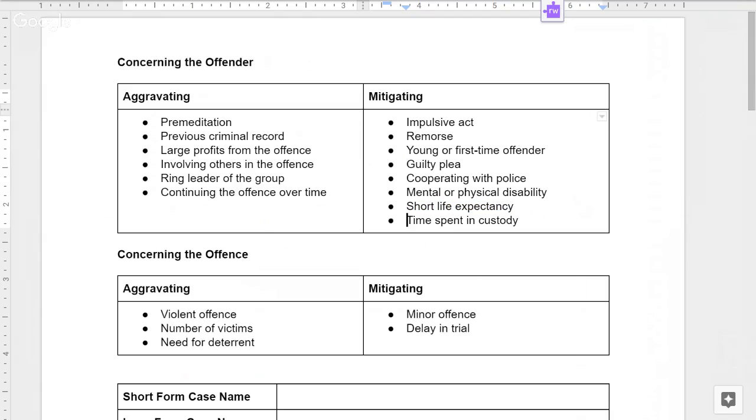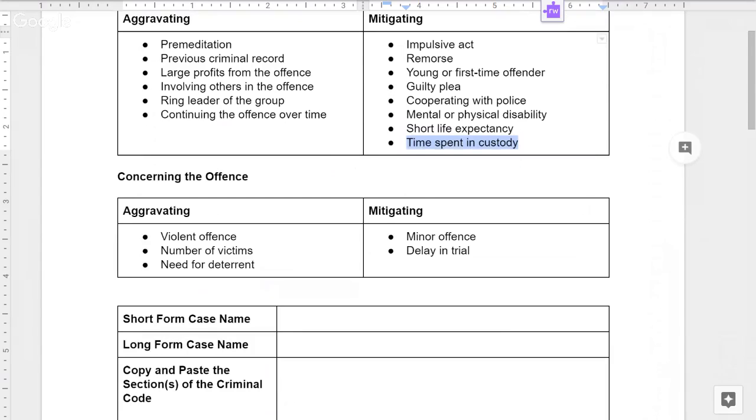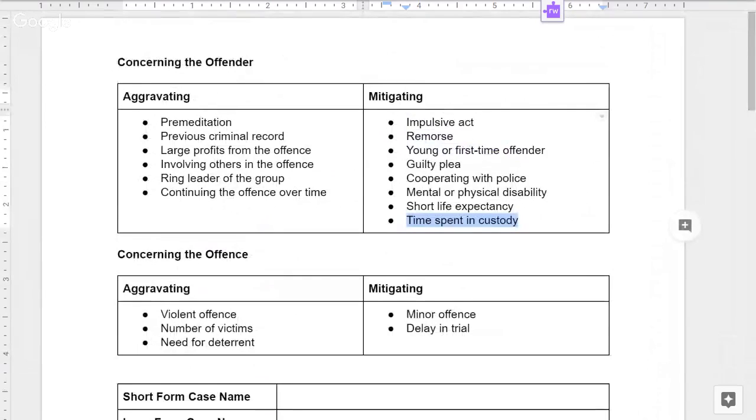And finally, as we said before about a conditional sentence, have they already spent time in custody? So if their sentence was for 3 years and they've already spent 3 years behind bars during the time of the trial, then of course the judge would take into consideration time spent in custody. So that's concerning the person or the offender.